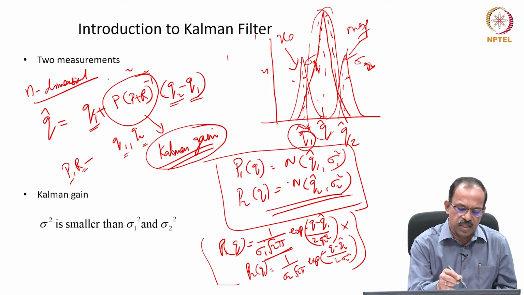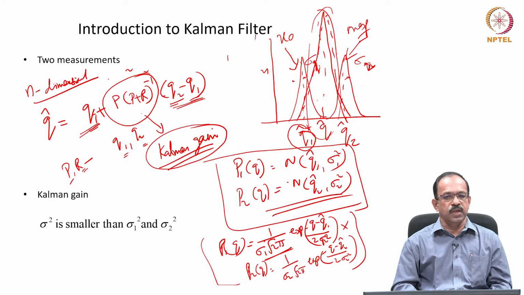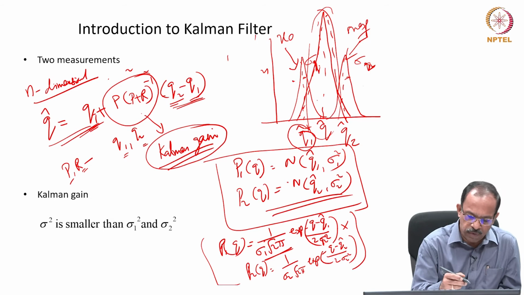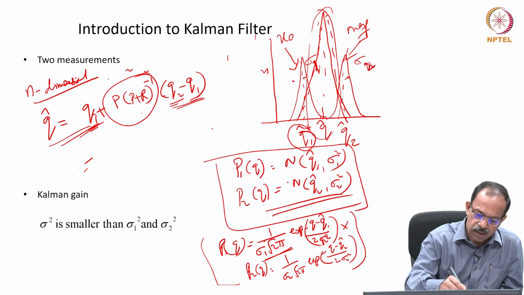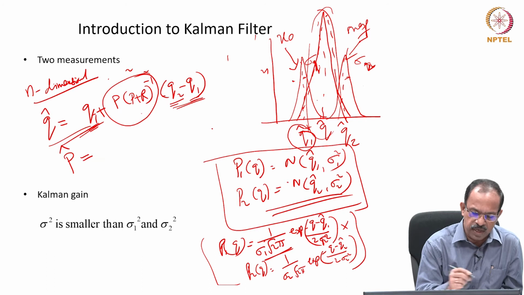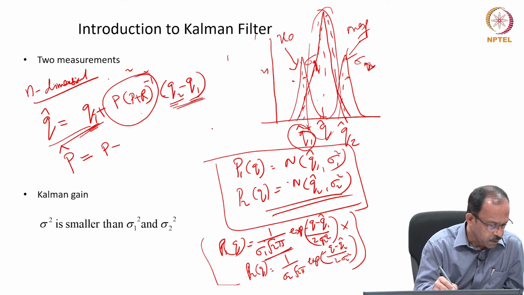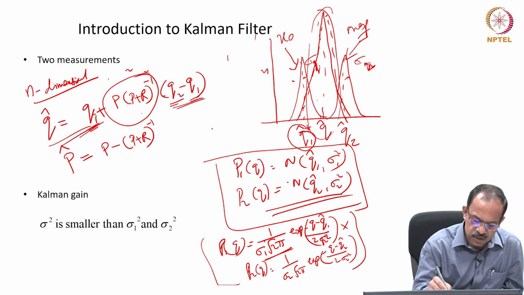Now you can see that the new mean will be the first mean plus the Kalman gain multiplied by the difference of these two measurements, q2 and q1. So that is the new value of q, and then the covariance of the new estimate. Here p and r are the covariances of the measurements. The new covariance p hat can be written as p hat is equal to p minus p times (p plus r) inverse multiplied by p.